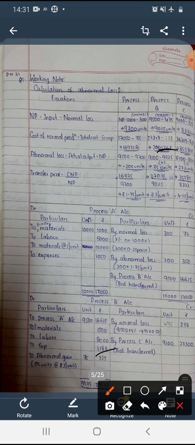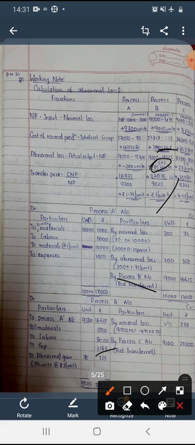Then abnormal loss, how to calculate abnormal loss? Actual output of process B, how much? Output 9100, it is given in the problem, minus normal production is how much? 9025. It's a plus units, plus means abnormal gain. And next is the transfer price, cost 27,075 divided by normal production 9,025, means rupees 3 per unit.